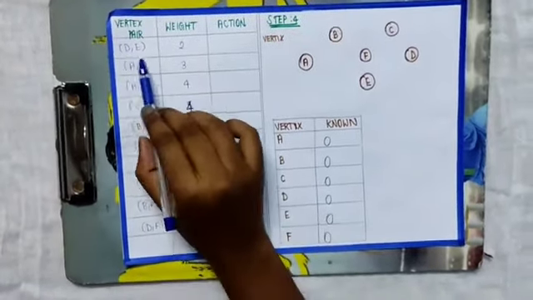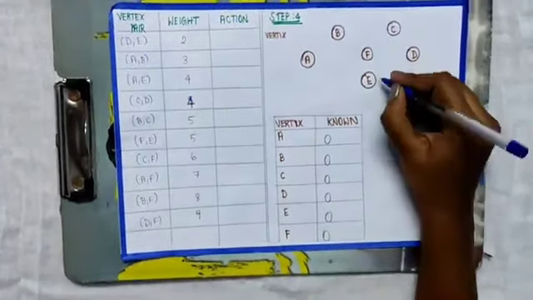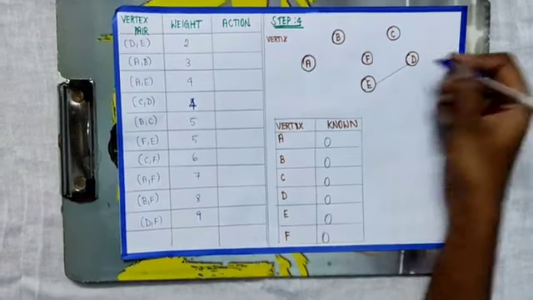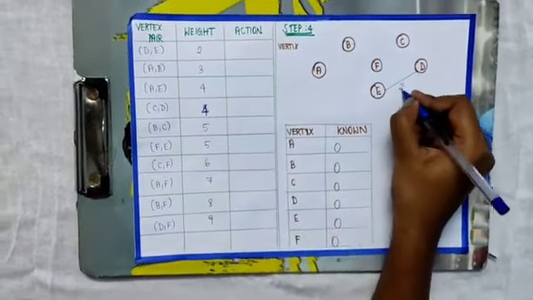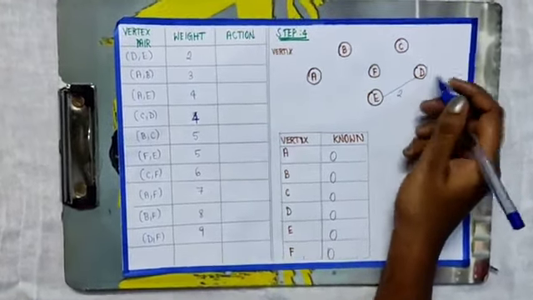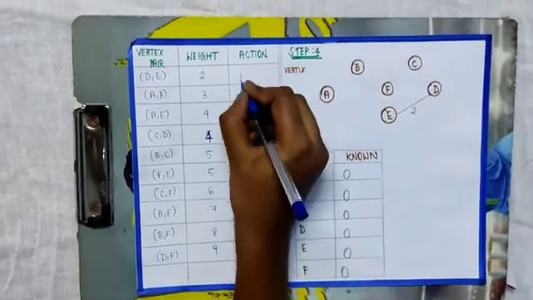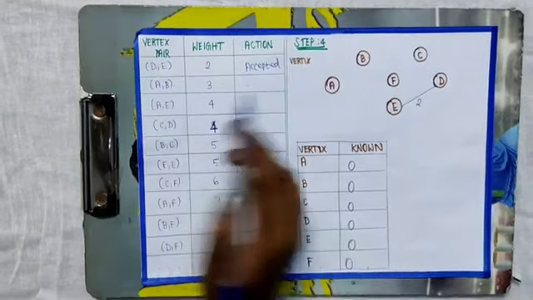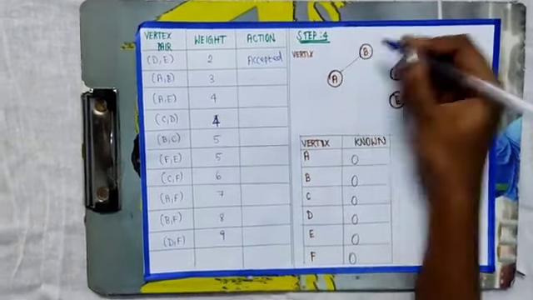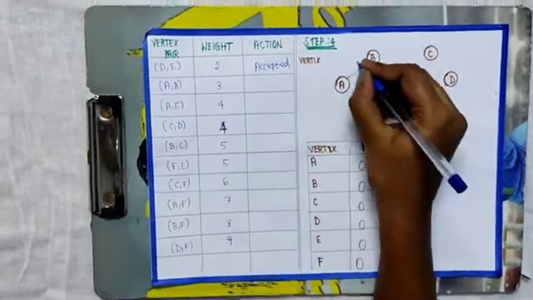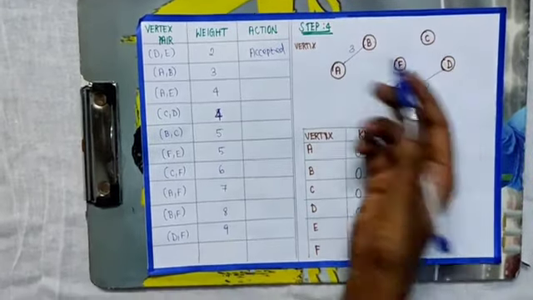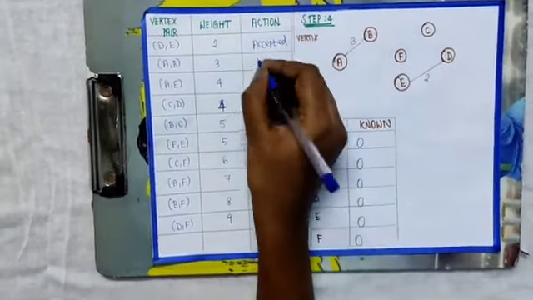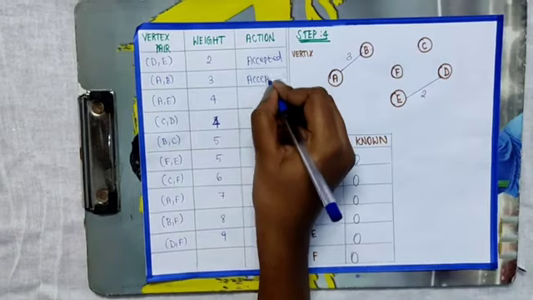So here we are having the vertex pair of first D, E. So I am just mentioning here D, E. The weight is 2. It does not form any loop or any cyclic position. So I am writing here as accepted. Then the second vertex pair is A, B. So I am just mentioning here A, B. A, B, the weight is 3. It does not form any cyclic loop or any cyclic positions. So I am writing here as accepted.